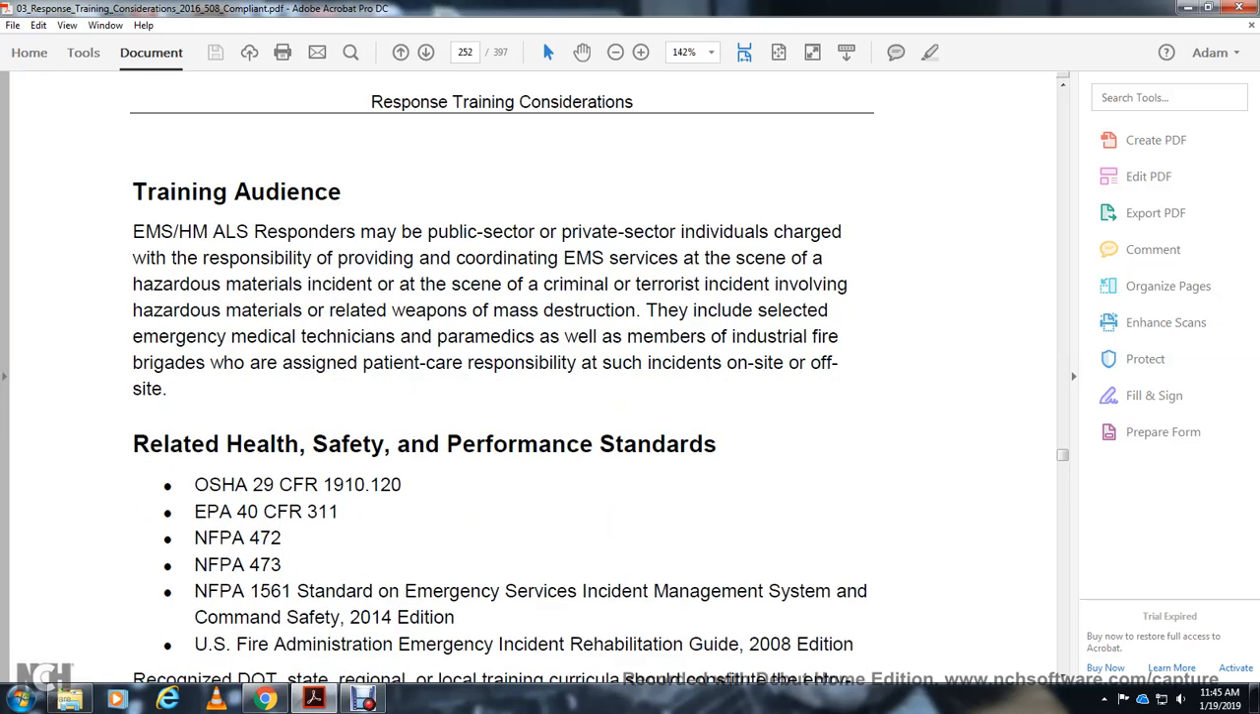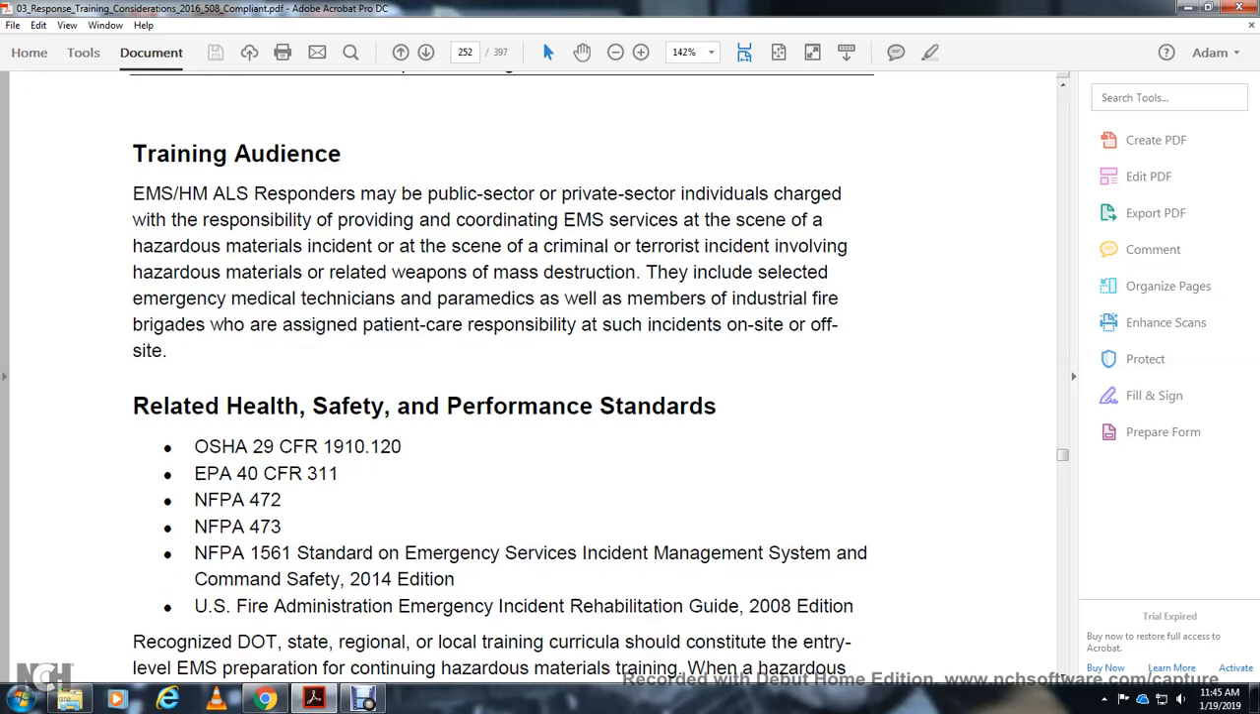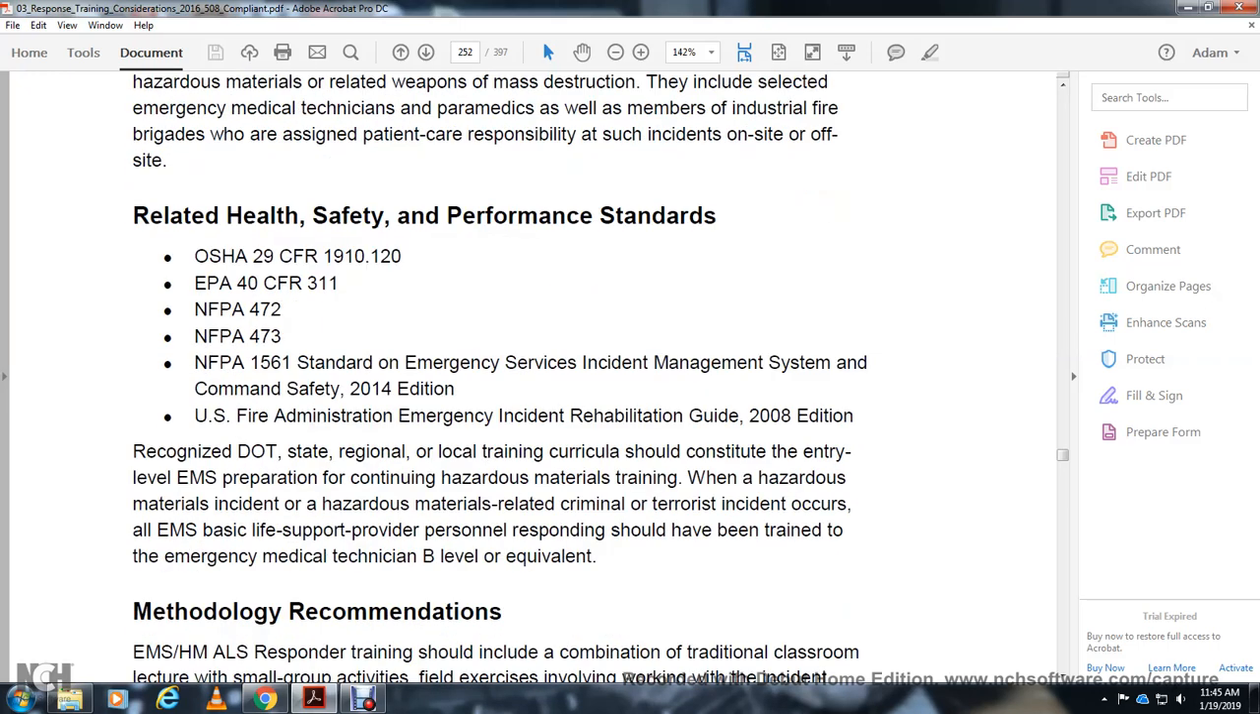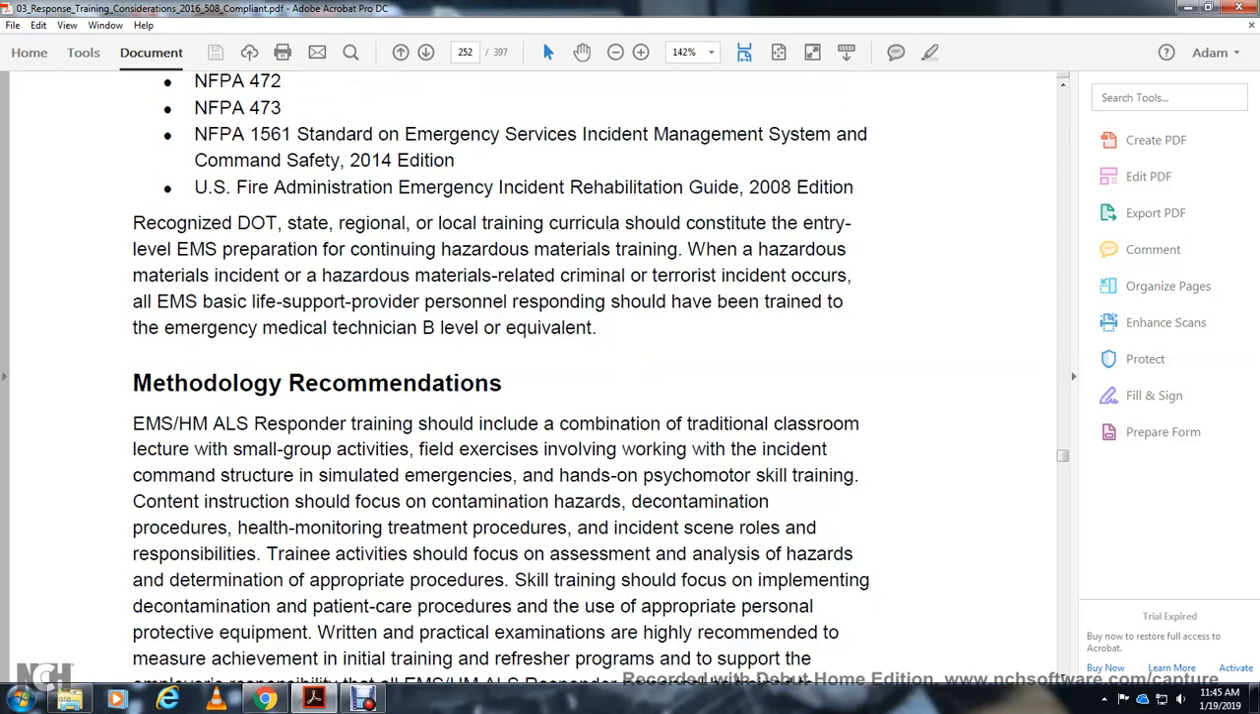1561, the standard for emergency services incident management system command system 2014 edition, the U.S. Fire Administration, and the Emergency Incident Rehabilitation Guide 2008. The recommended state and regional local training curricula should constitute the entry level of emergency medical service preparation for continuing hazardous materials training, with the hazardous materials incident and hazardous materials related criminal terrorist incident. For the emergency medical service basic life support, the personnel responding should have been trained to the emergency medical technician basic level, or the equivalent medical methodology of the recommendation.